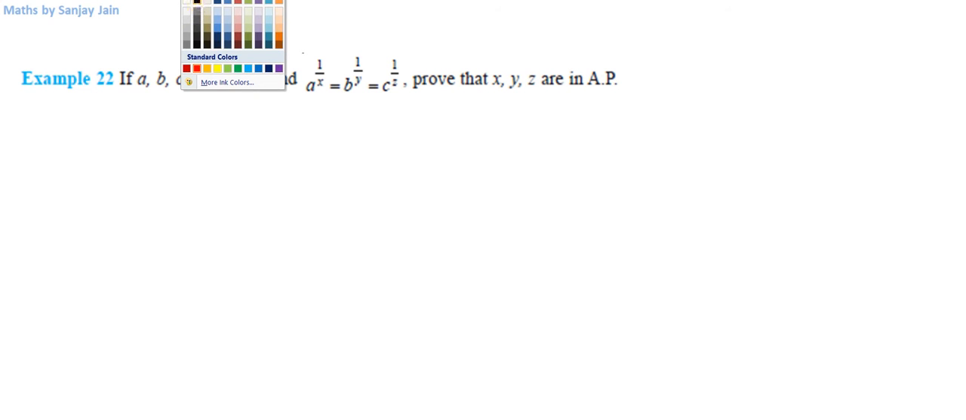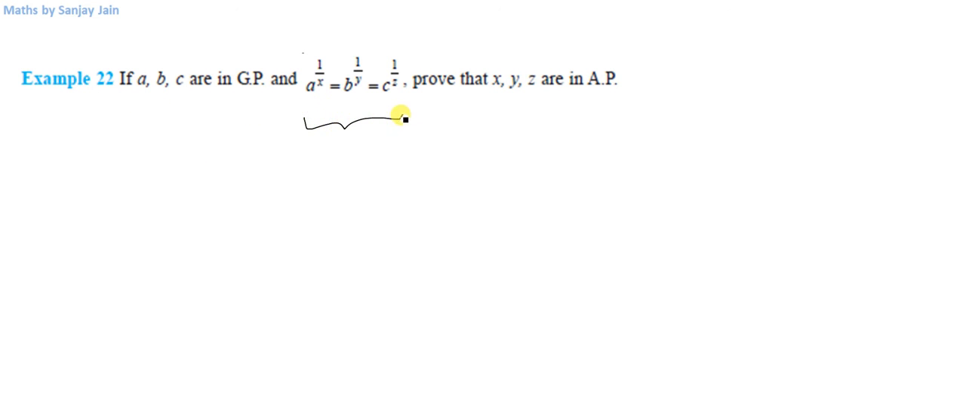So here is our next question. If A, B, C are in GP and this relation is given, then we need to prove that X, Y, Z are in AP. So let us first of all use the given information. A raised to power 1 by X equals B raised to power 1 by Y is equal to C raised to power 1 by Z.